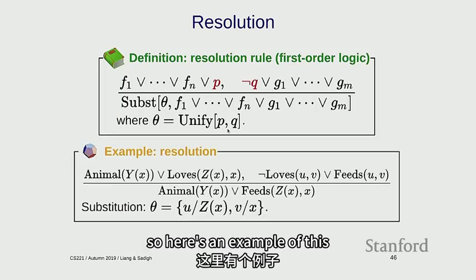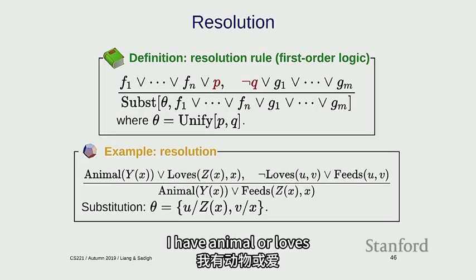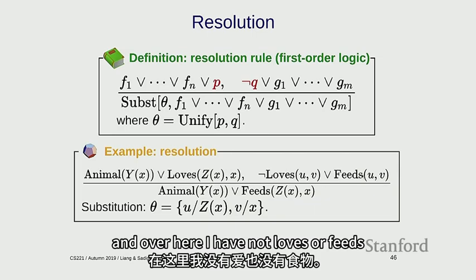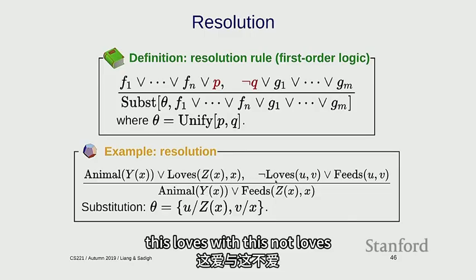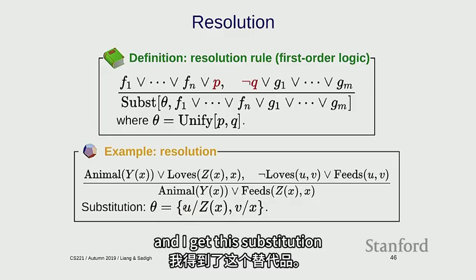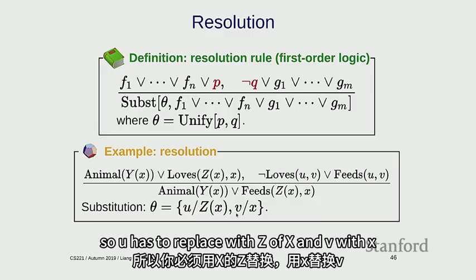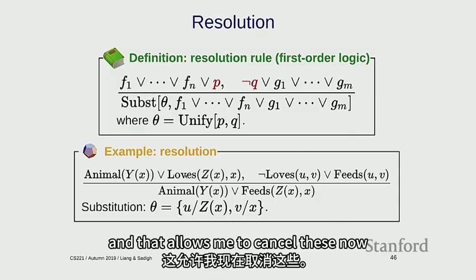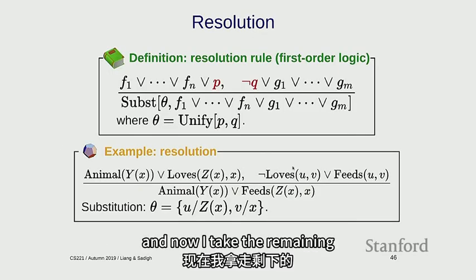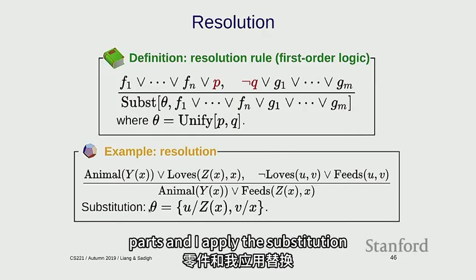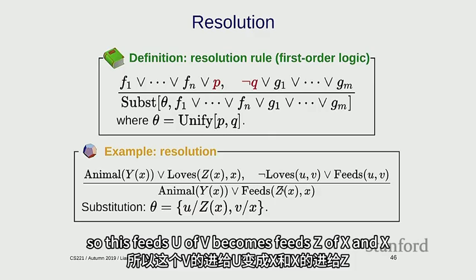So here's an example of this. I have animal or loves, and over here I have not loves or feeds. And what do I do? I try to unify this loves with this not loves, and I get this substitution. So u has to be replaced with z of x and v with x. And that allows me to cancel these now. Now I've made them equal. And now I take the remaining parts and I apply the substitution. So this feeds u of v becomes feeds z of x and x.